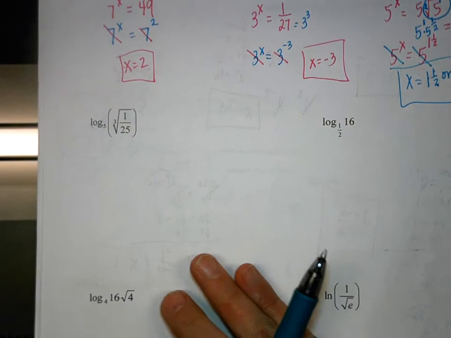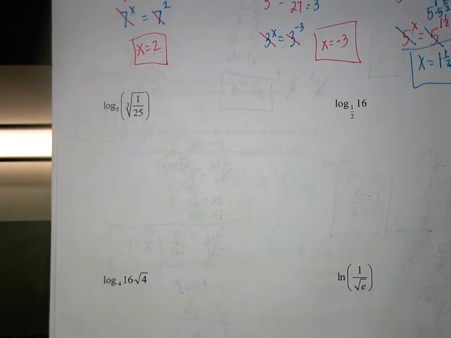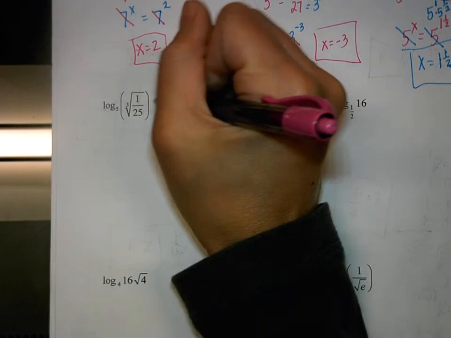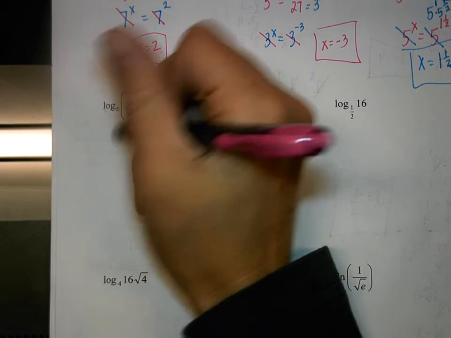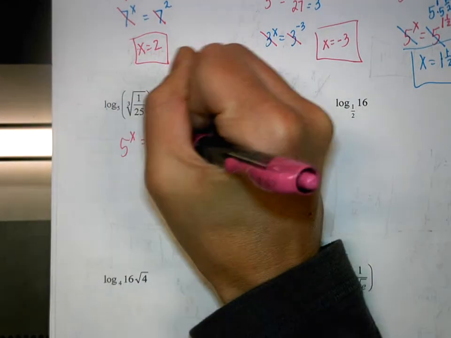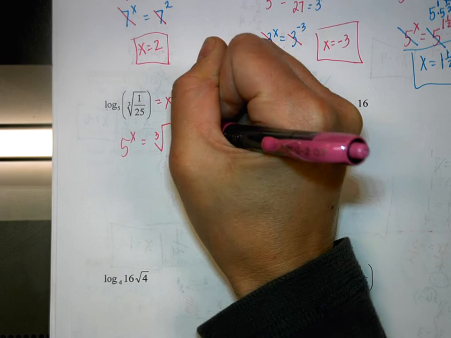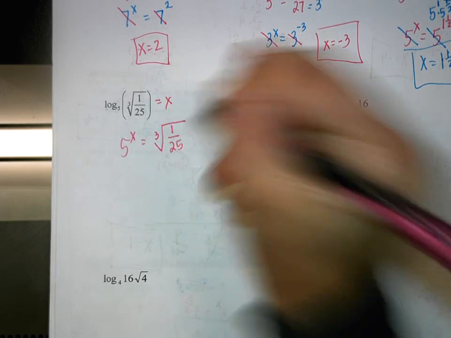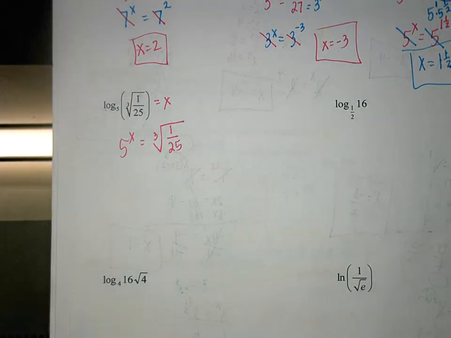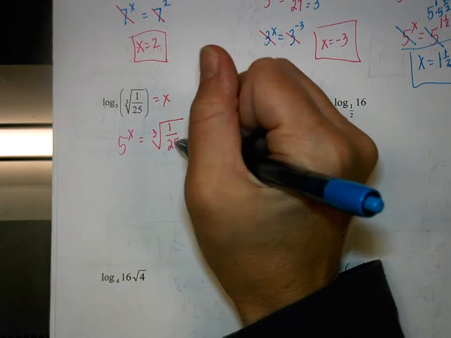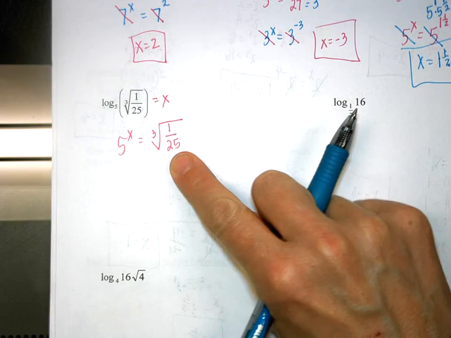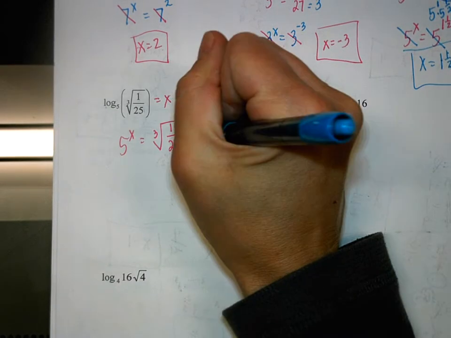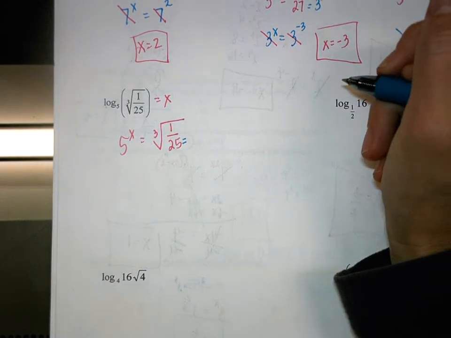Okay, so this next one, we're going to go ahead and use the same process. We'll put equals x. So when we rewrite this, it will be what? 5 to the x equals the cubed root of 1 over 25. What base will I use on this one? 5. Good. And so what I would do is start by changing the 25 to be a base 5. And so 25 as base 5 would be what?